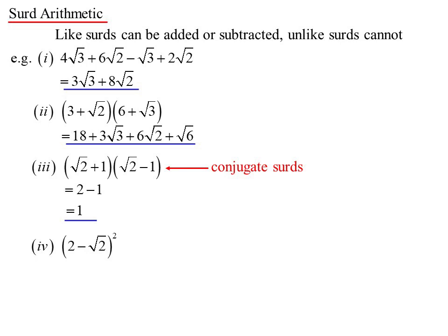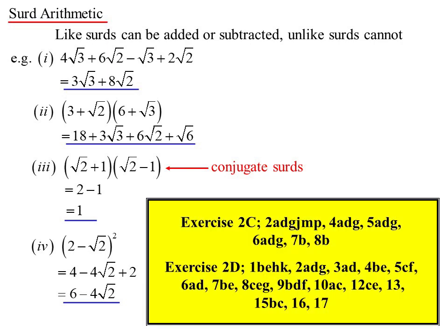Perfect squares. Again, first term squared minus twice the product plus the last term squared. This of course tidies up. 6 minus 4 root 2. So all of those algebra ideas we can keep using. Back to surds.